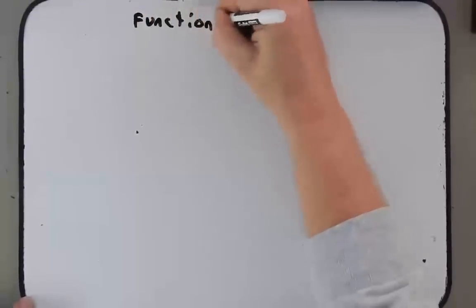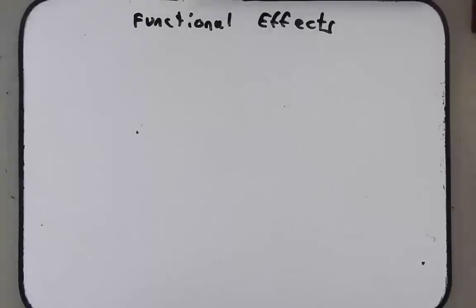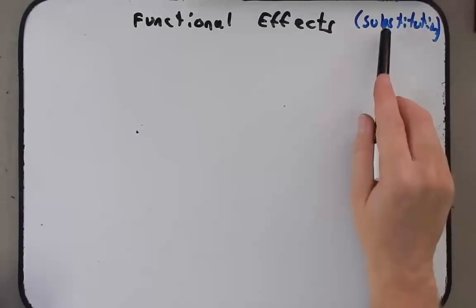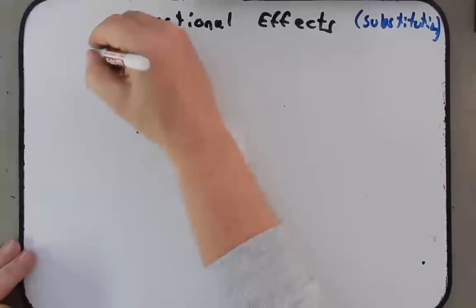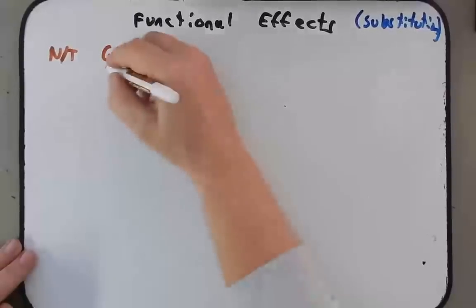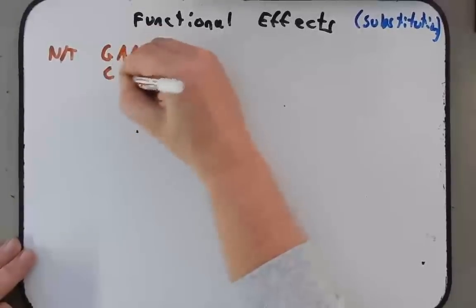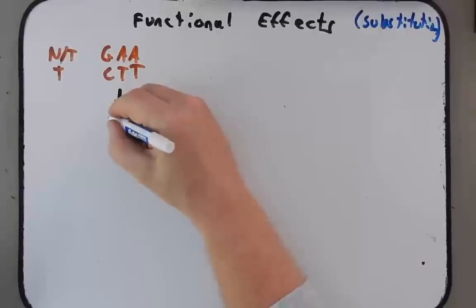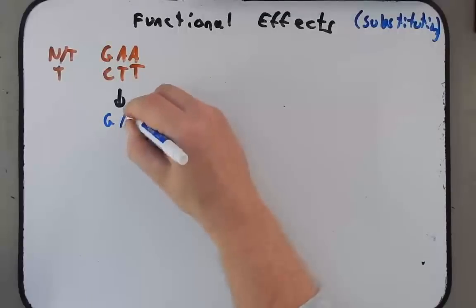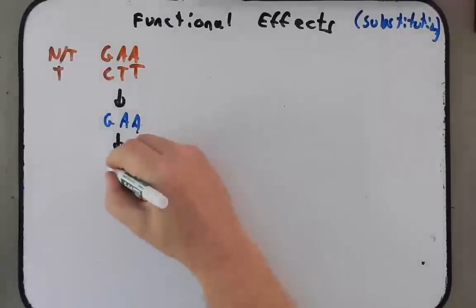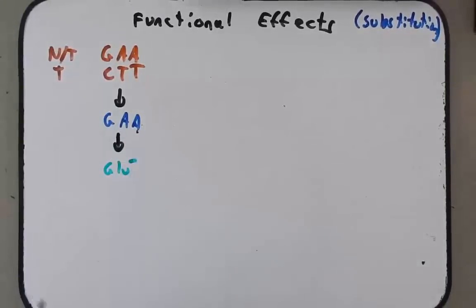The next thing I'd like to talk about is the way we can classify gene mutations based on their functional effects. I'm going to focus on substitutions here. Not every substitution is equal, and there are 4 different ways I'm going to talk about the effects of a substitution. For all of these, I'm going to use this one sequence, where the non-template portion of the DNA is GAA, and the template portion is CTT. When this is transcribed, it will make an RNA that is GAA, and it will make an amino acid that is glutamic acid. Glutamic acid has a negative charge on it.